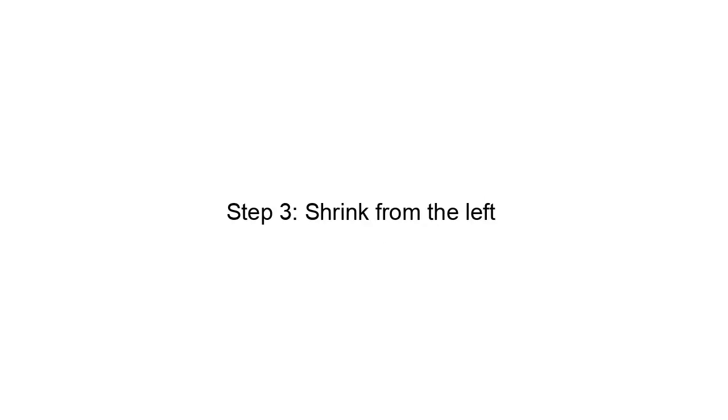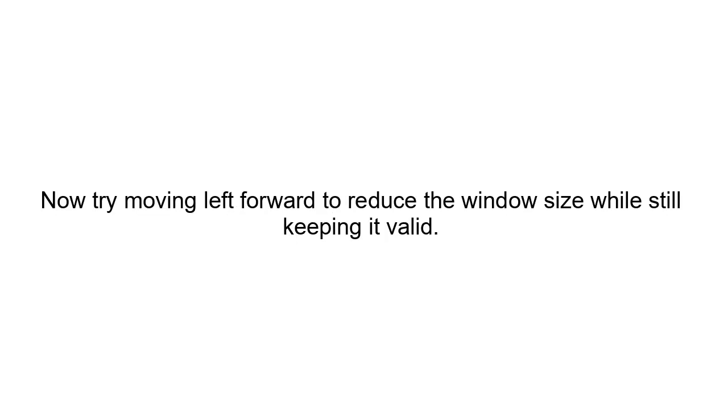Step 3. Shrink from the left. Now try moving left forward to reduce the window size while still keeping it valid. Example concept. Valid window means remove extra chars, means smaller valid window. This helps us find the minimum window.